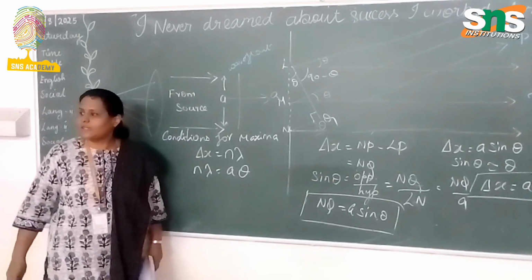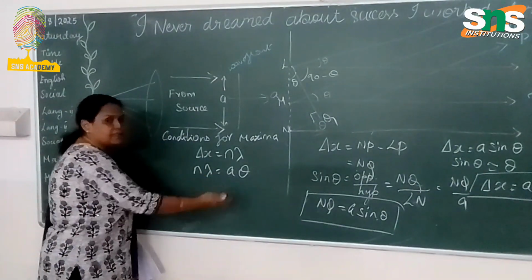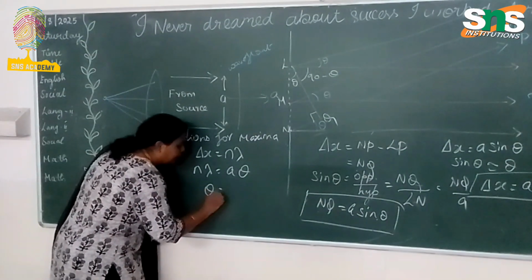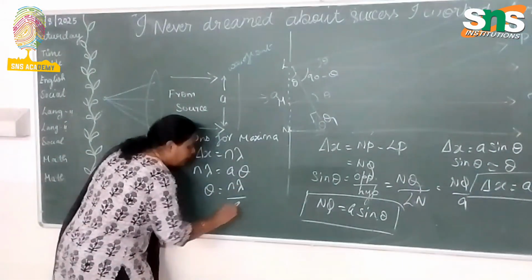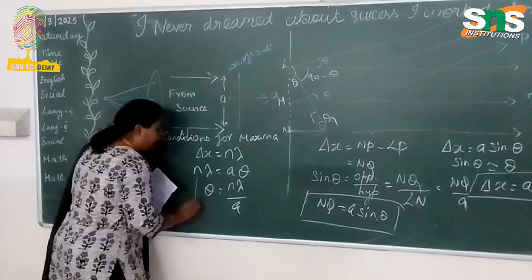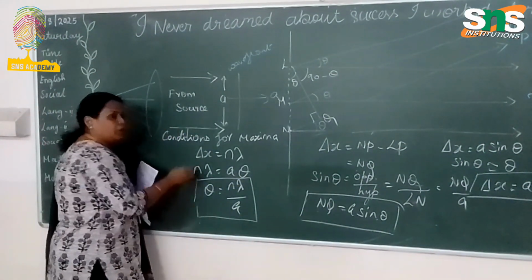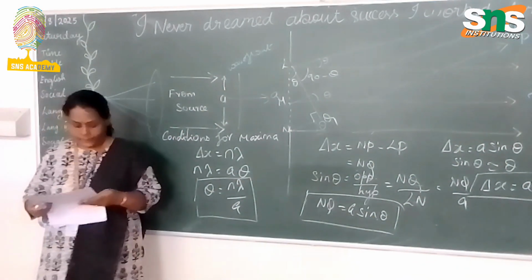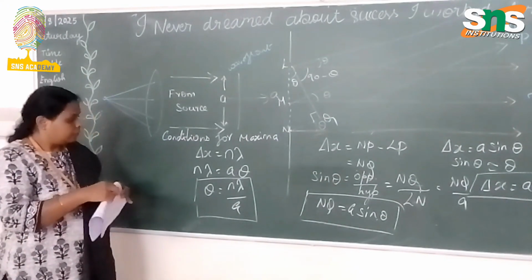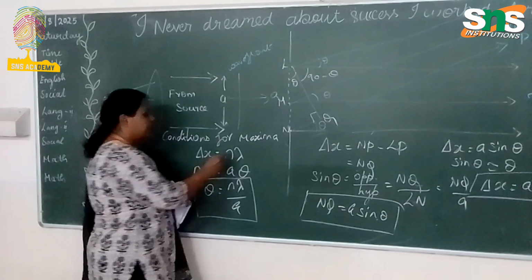So what is my resultant equation? How can I change this equation? Yes, very good. Theta equal to n lambda by a. So for small angles, my theta will change into n lambda by a. This is for minima.